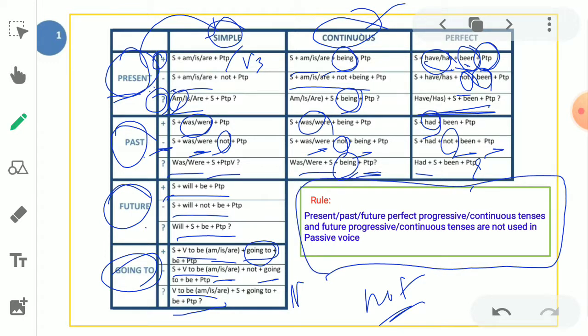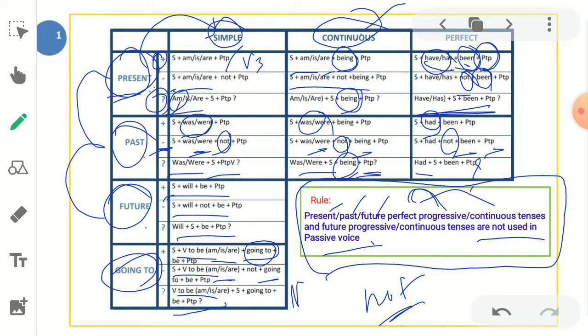It's very important. Present, past, future: of these three, which tenses? Perfect progressive, or perfect continuous, both are the same, and future progressive or future continuous tenses are not used in passive voice. Keep in mind. See here, there are three tenses: present, past, and future.